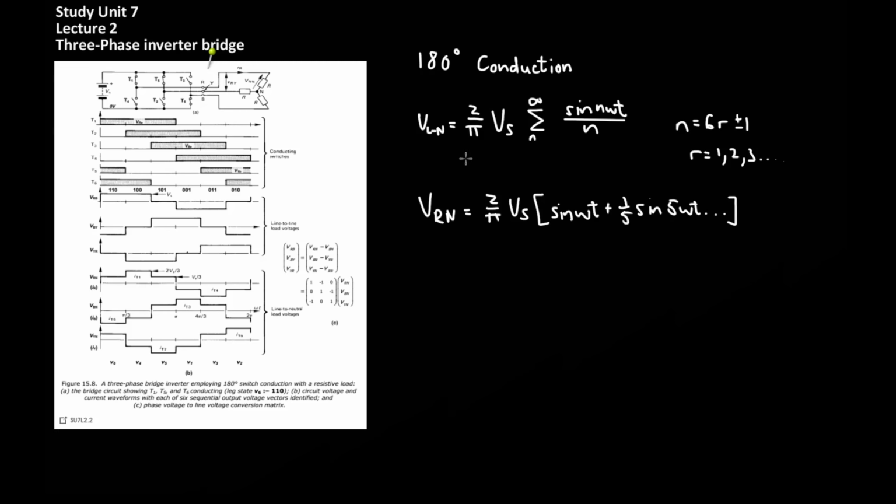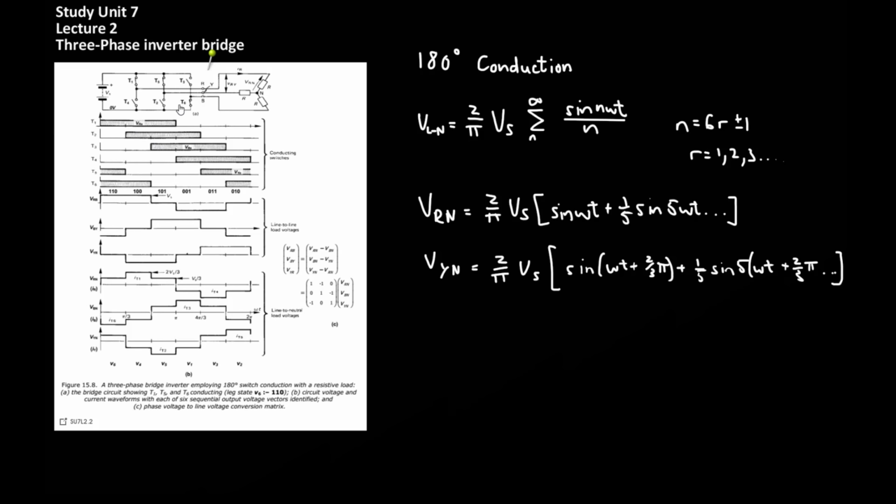And this generalized equation can be applied to any of the terminals of the three-phase load. The only difference is that omega t needs to be substituted for the relative phase in that particular branch of the load. So for example, to determine what the voltage is for terminal Y with respect to neutral, omega t is simply substituted with omega t plus 2/3 pi. A similar approach can be used to determine what the line-to-line voltages are, and these are detailed in the reference material. The most important characteristic to take away from this is that this switching scheme emulates three-phase AC behavior through a load.